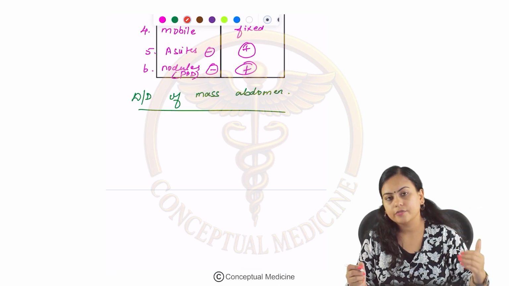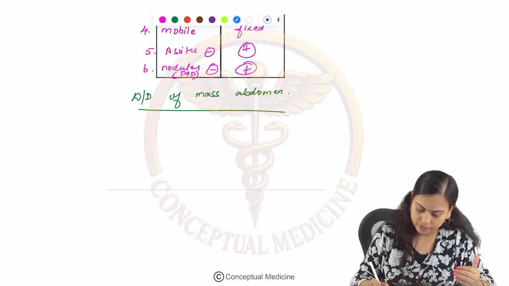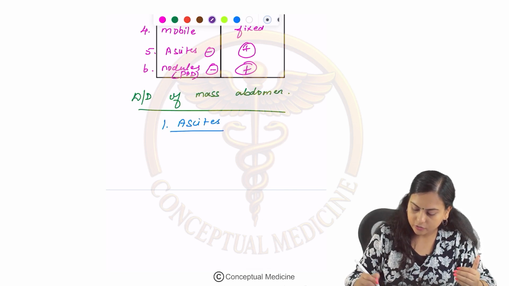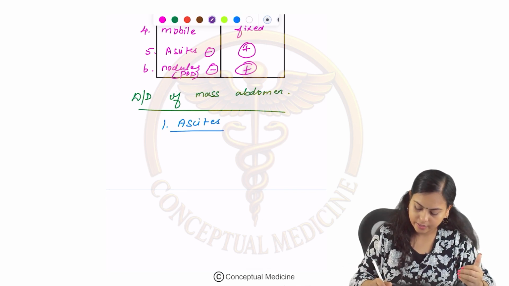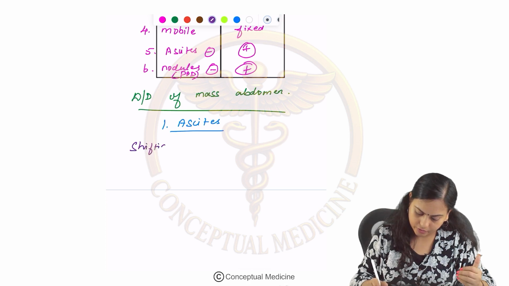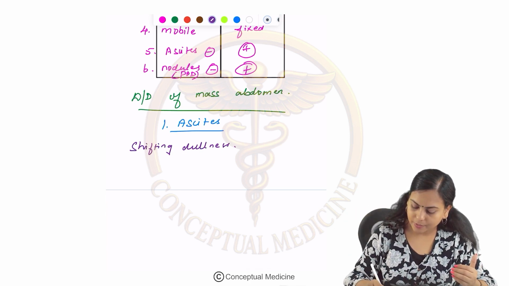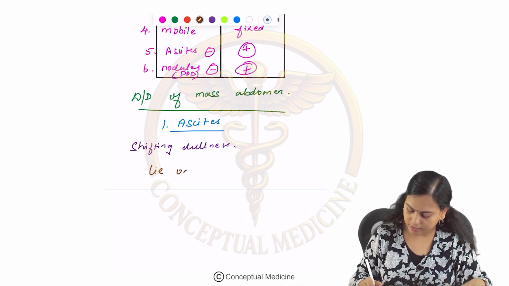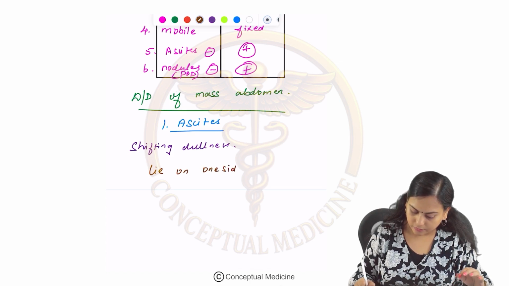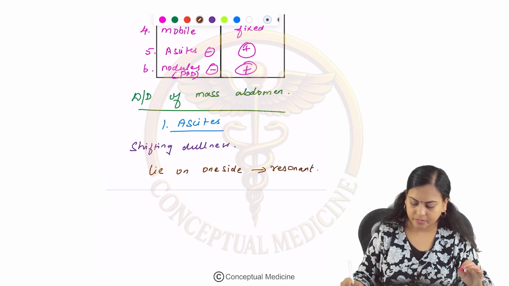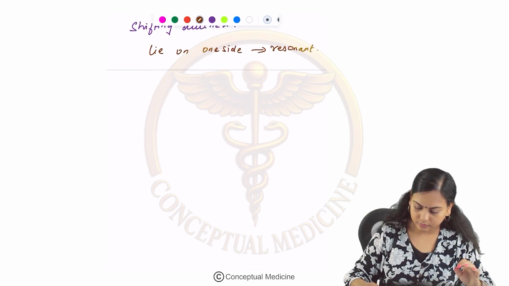So, we have so many differentiating diagnoses. First one is ascites. I already told you, you will have shifting dullness here, right? So, there will be shifting dullness. That means, if you ask the patient to lie on one side, the flanks will become resonant.